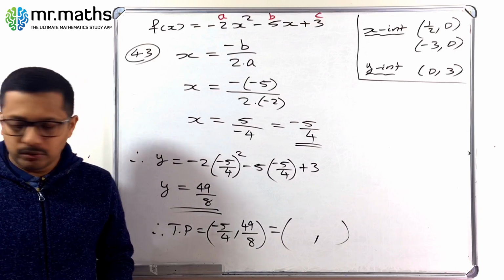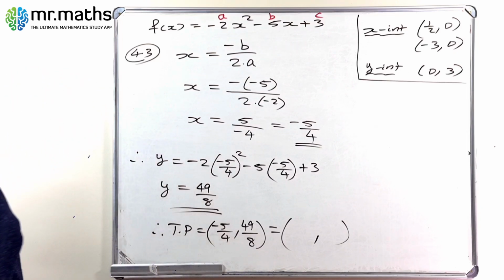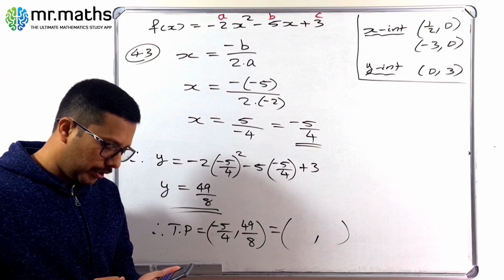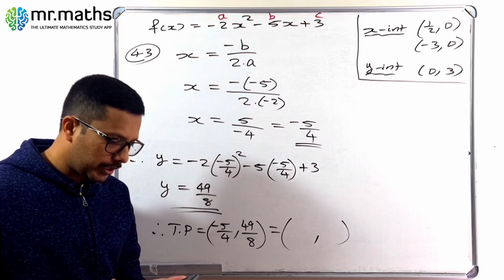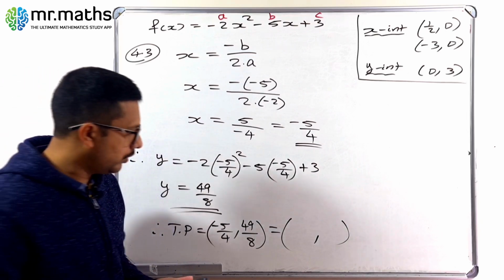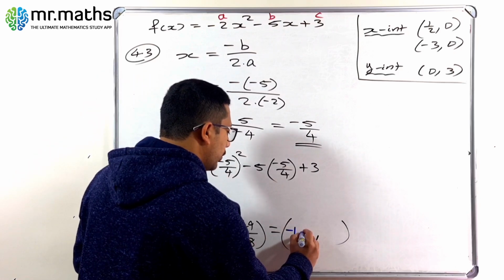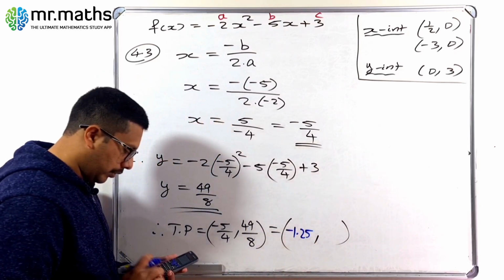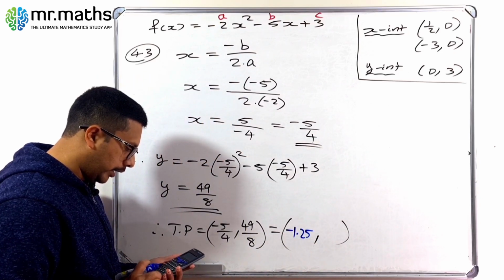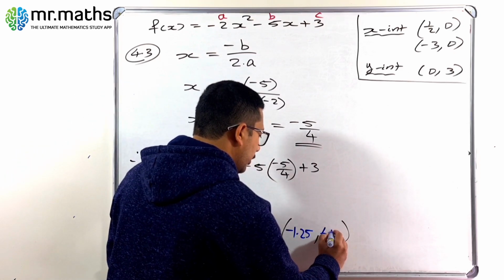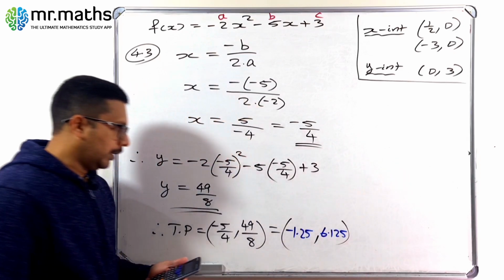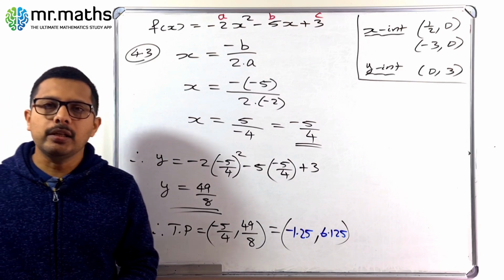So check in your calculator what the answers are. -5 divided by 4, that is -1.25. 49 divided by 8, that is 6.125. So those are the turning point coordinates.